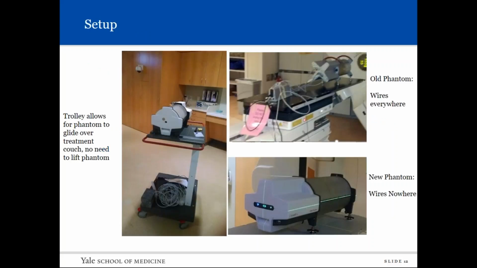So just some pictures of the setup. You can see here the trolley also functions as a storage cart. So everything's just located in one location, real easy. Roll it around the clinic. On the right, you can see the differences between the old and the new Phantoms. The old Phantom, you got wires coming everywhere, an electrometer not connected to the machine. This new one, it's just really clean, really easy, efficient. It's a lot nicer, I'd say.